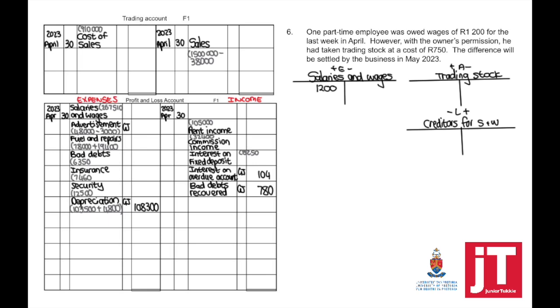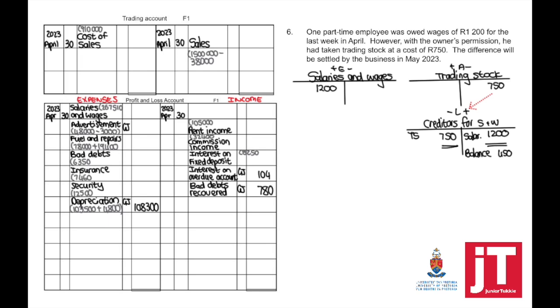$1,200 was left out. We still owe that to our employee, which means my salaries and wages is debited. Our expense will increase. Creditors for salaries and wages is going to be credited. That money will only be paid in May. But now, this employee, with the owner's permission, could take trading stock, which means that we need to show our trading stock decreased and the cost was $750. Account credited, trading stock. Account debited, creditors for salaries and wages.